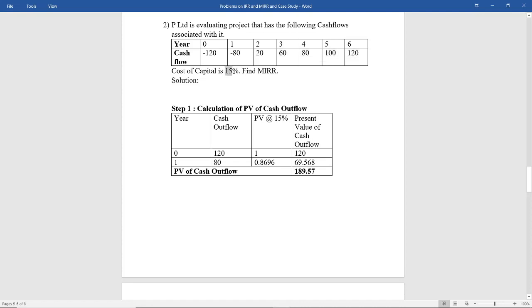The cost of capital is 15%. So once you calculate R, you're going to compare R with the cost. If the return is more, accepted. If return is less, rejected.